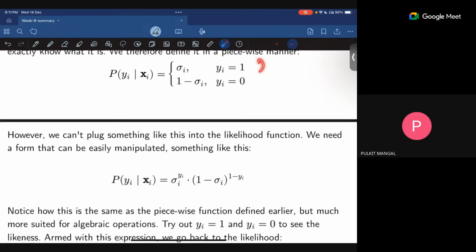But this piecewise function we cannot plug in directly in the MLE, so we will use this form. This might look similar. We did something the same when we were estimating the probability p for the Bernoulli, right? It's just that in place of sigma i, it was p. So sigma i to the power yi times 1 minus sigma i to the power 1 minus yi. I hope it is clear till now.